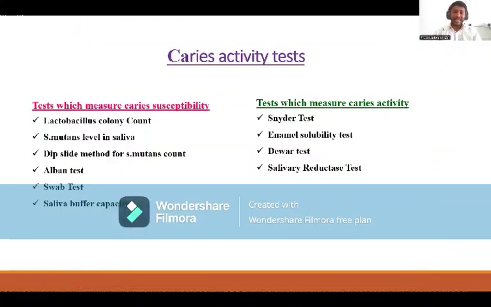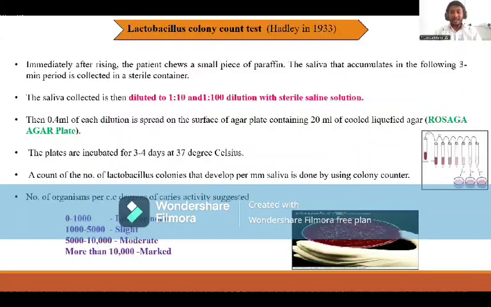Some tests which measure caries susceptibility are the Lactobacillus colony test, S mutans level in saliva, dip slide method for S mutans count, Alban's test, swab test, and salivary buffer capacity. Some tests which measure caries activity are the enamel solubility test, Dewar test, and salivary test. We'll now see a few important caries activity tests which are important for exams.